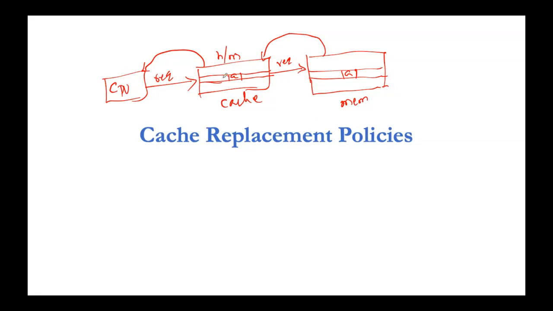In that case, when the cache lines are fetched from memory and loaded into your cache, after certain loads, if your cache becomes full, then some of the frames must be evicted from this cache. So for that, what different replacement policies are required, that we are going to talk about now.